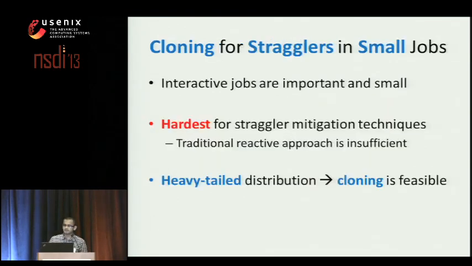So what we've seen is that interactive jobs are important and small, and that they're hardest for straggler mitigation techniques. However, the heavy-tailed distribution means that we could actually clone these things and then avoid these pitfalls that are there with these traditional mitigation techniques. Cloning now, however, creates multiple copies for every task.